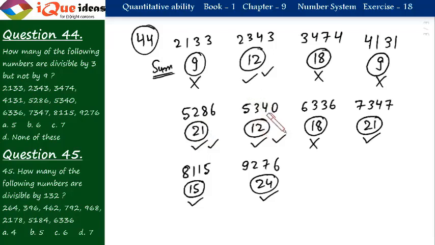Two numbers. 5, 3, 4, 0 is the third number. Then 7, 3, 4, 7 is the fourth number. 8, 1, 1, 5 is the fifth number. 9, 2, 7, 6 is the sixth number. So the answer of this question is 6. That is option B, as you can see.